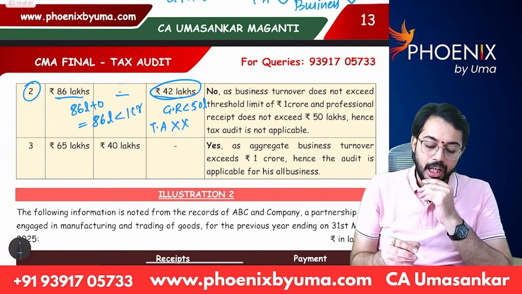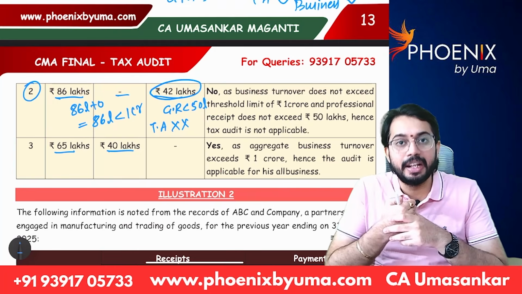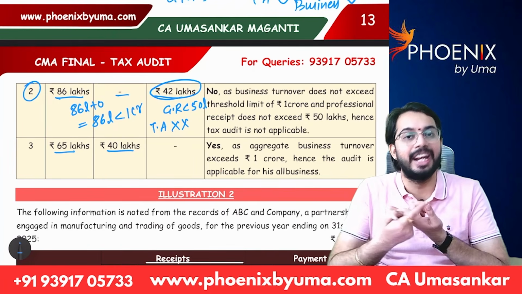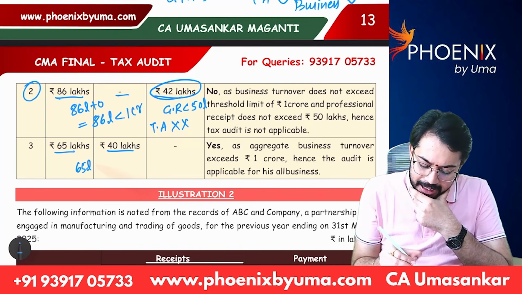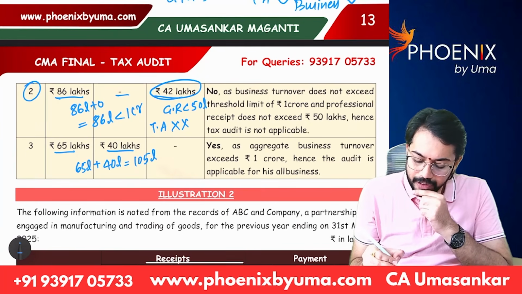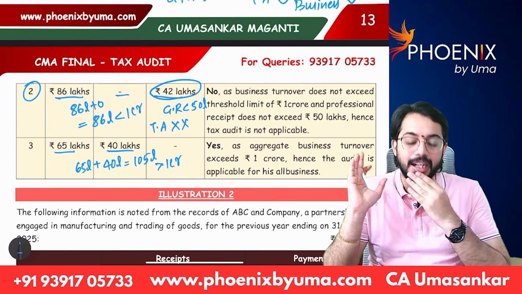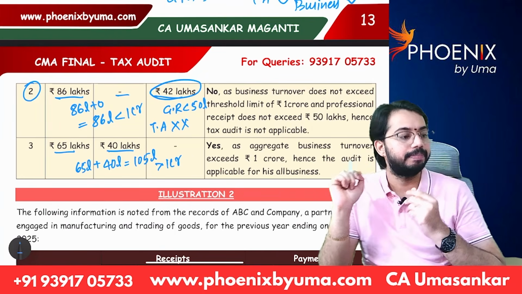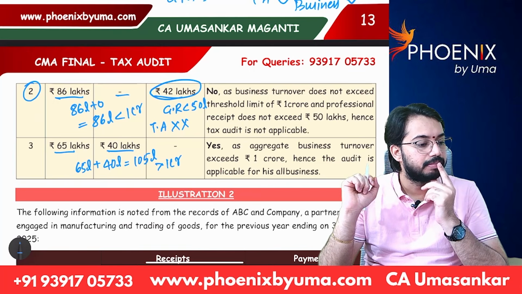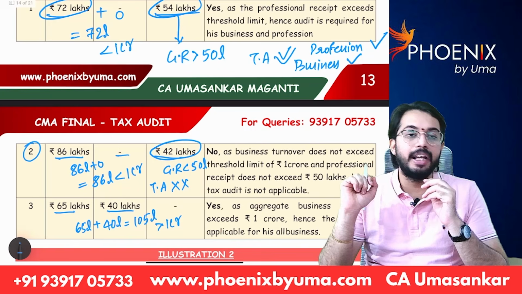Next, he is only having business 1, business 2. Do we need to check individually or do we need to check in aggregate? We need to check in aggregate. So 65 lakhs plus 40 lakhs, total 105 lakhs, which is more than 1 crore. So tax audit is applicable. Are you able to understand? I hope till here you got clarity.